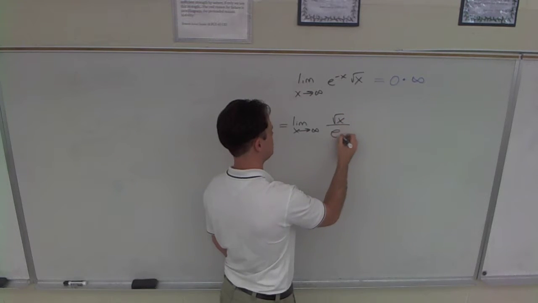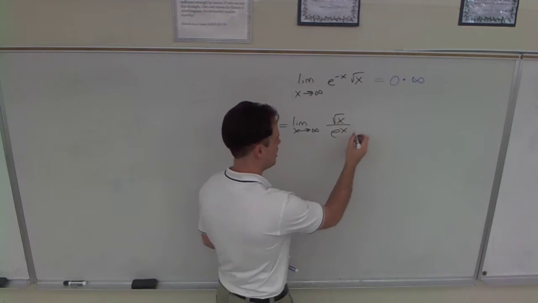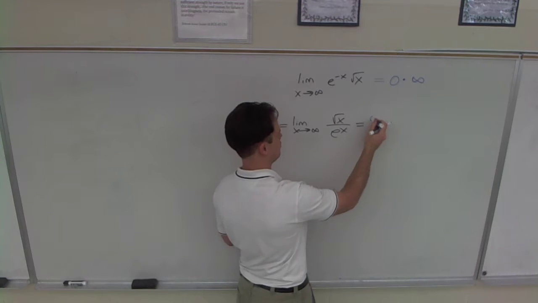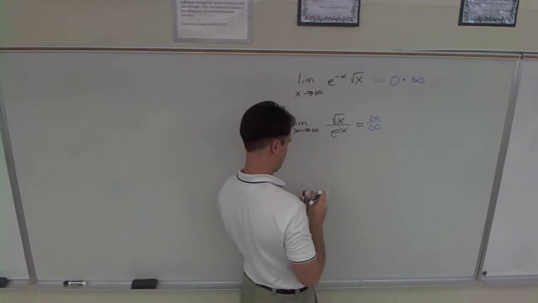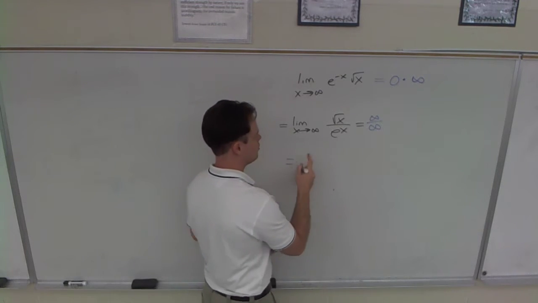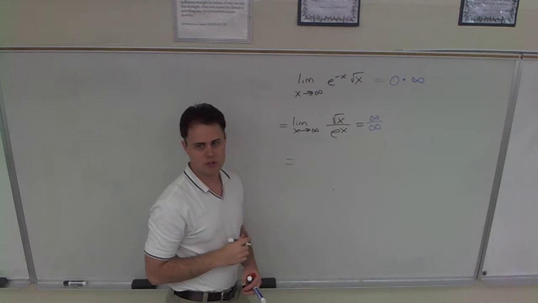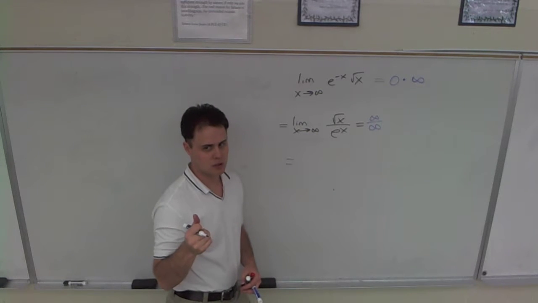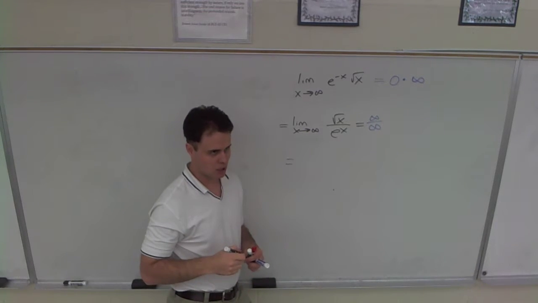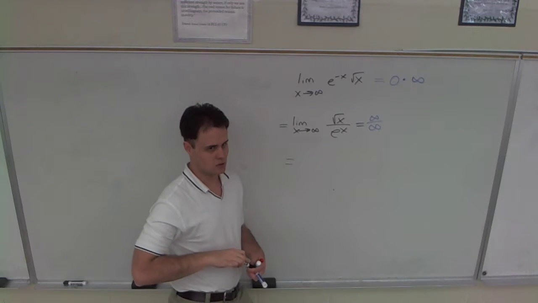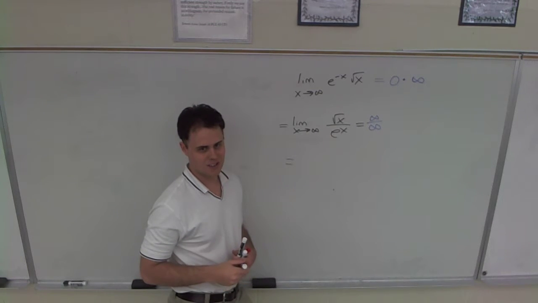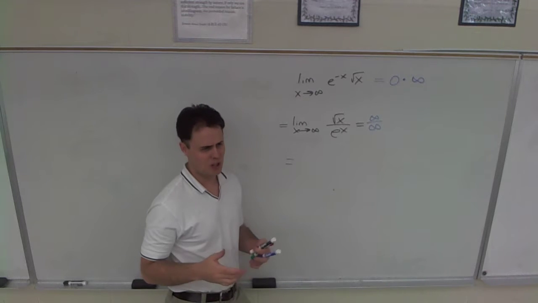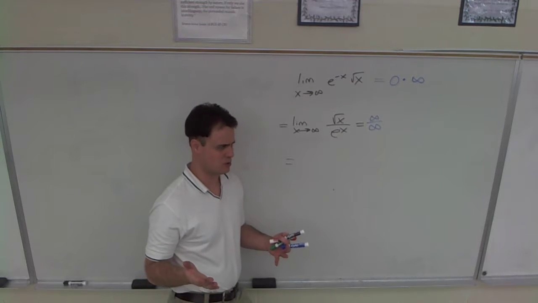I can say that's really just this, and that is this. In fact, when I look at this, I don't even have to use L'Hopital's rule. I just know the answer. The answer is going to be 0 because the bottom grows faster. Exponentials grow faster than square roots, duh.